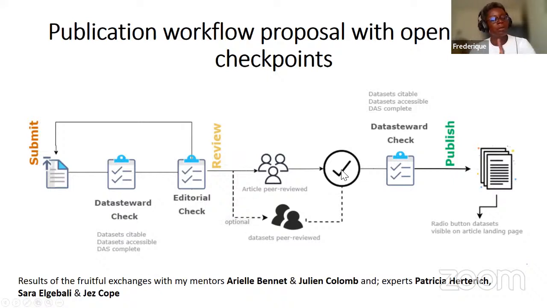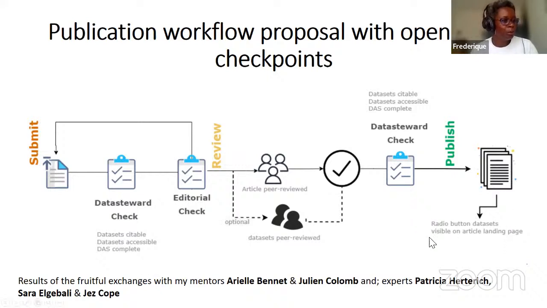So when the paper has gone through the peer review process and is accepted, we need a second round of checks. Again, if the dataset is citable, if it's accessible, and if the data availability statement is available. The reason why I added this is a discussion I had, I think with Sarah. She was saying often people say the data will be accessible at the end when the paper is accepted, but in essence, it never happens. So this is why I put that in.